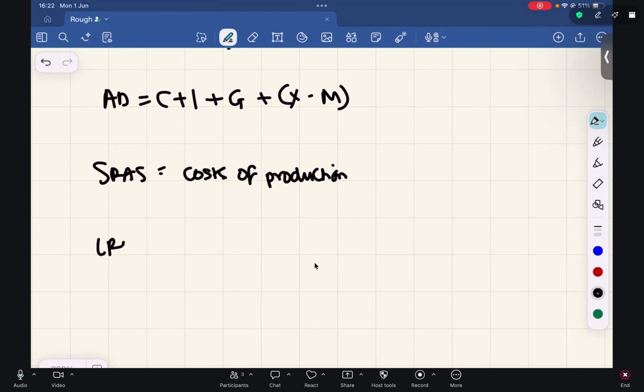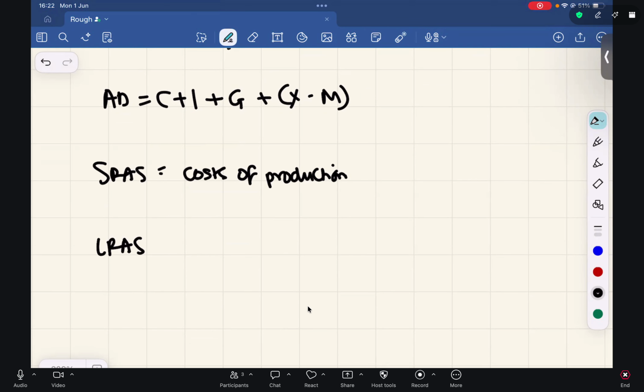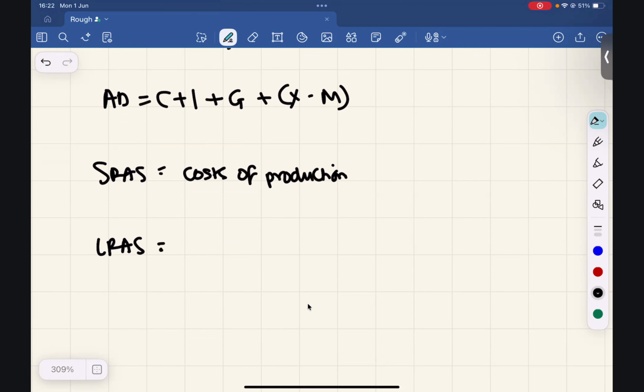Finally, LRAS. So LRAS is long run aggregate supply, and it is affected by a few different things. The quality or the quantity of factors of production. Remember, your factors of production are capital, enterprise, land, labor. So these are affected by supply side policies as a whole.